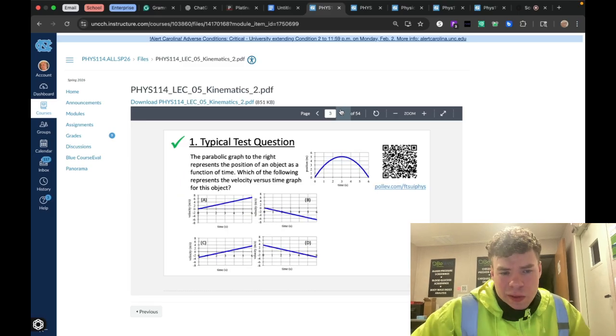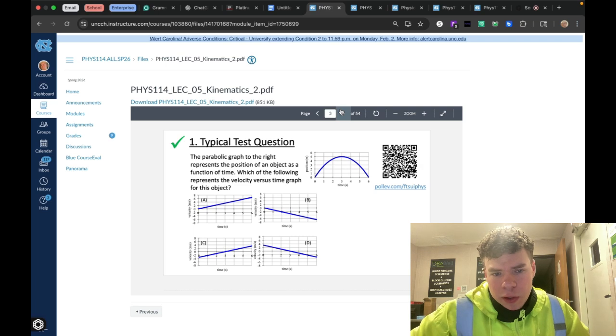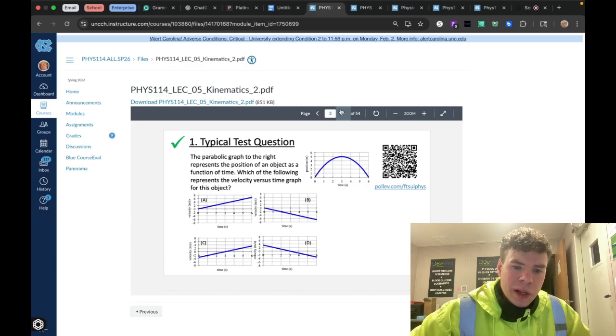More typical test questions. The parabolic graph to the right represents the position of an object as a function of time. Which of the following represents the velocity versus time graph for the object? In the previous video, we talked about how if you take a position versus time graph and take the tangent line, you can find a slope which is equal to the velocity.